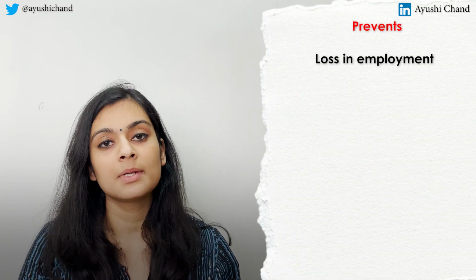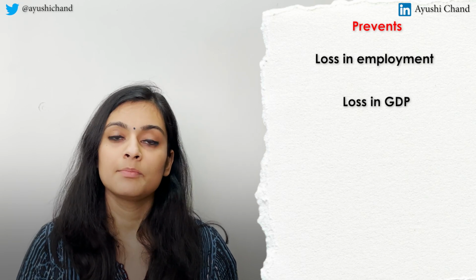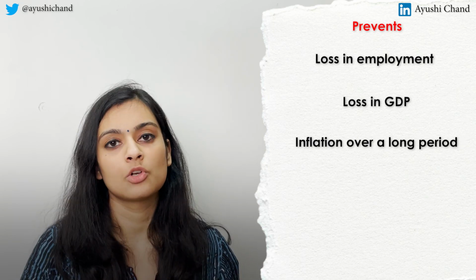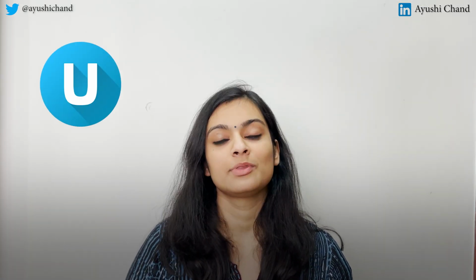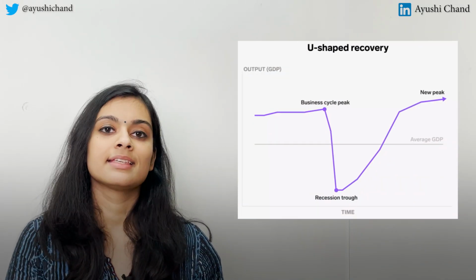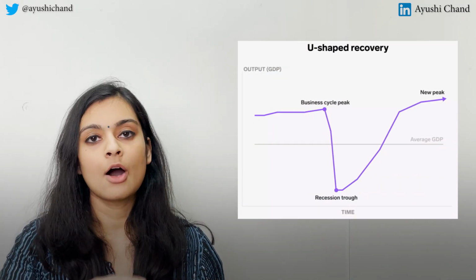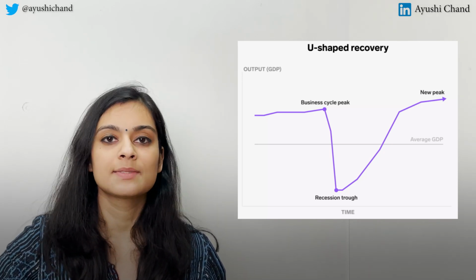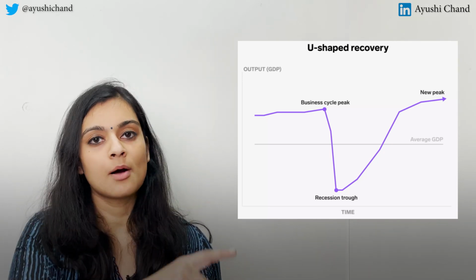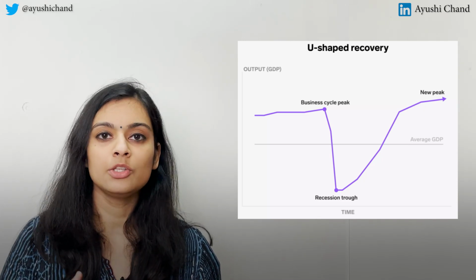As I mentioned, this is the most favorable form of recovery as it prevents loss in employment, loss in GDP, and even prevents inflation from happening over a long period and affecting the people over a long term. The second shaped recovery is called the U-shaped recovery. Now, this, as you can imagine, is a sudden fall in GDP. However, it takes certain time. It takes a few years to come back to its pre-recession level. Hence, it forms a U. And this is called a U-shaped recovery.